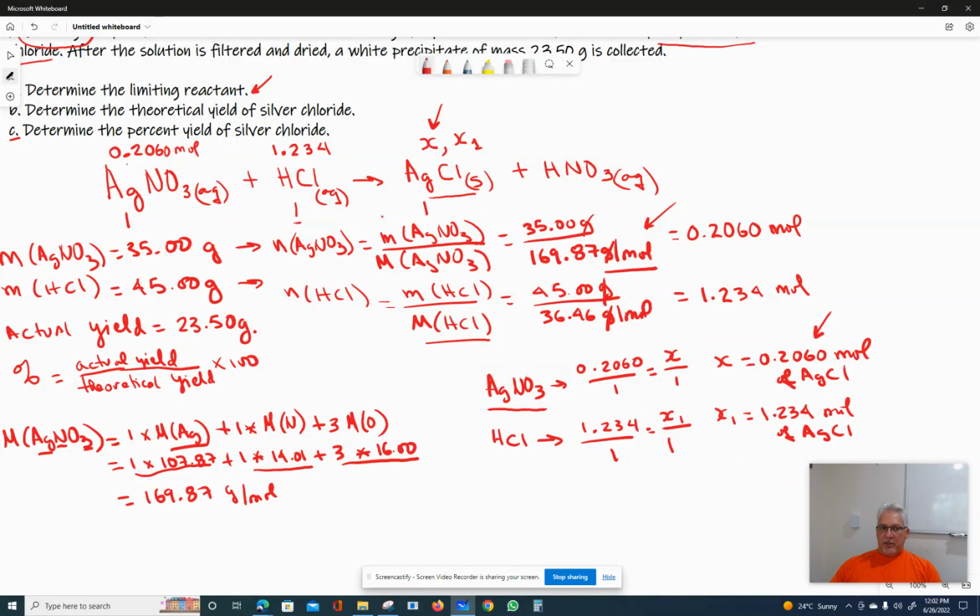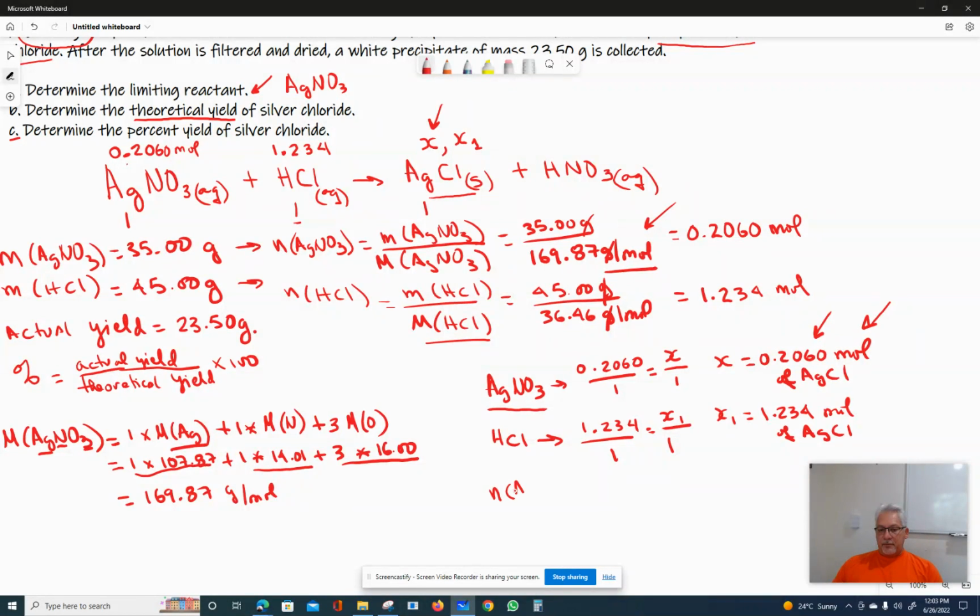So this is my limiting reactant. So the answer for the first part will be silver nitrate. Now I'm going to find the theoretical yield. How? Well, I already have the moles of silver chloride being produced. So the easy way to do this is finding the mass, and that will be my theoretical yield. How can I do that?